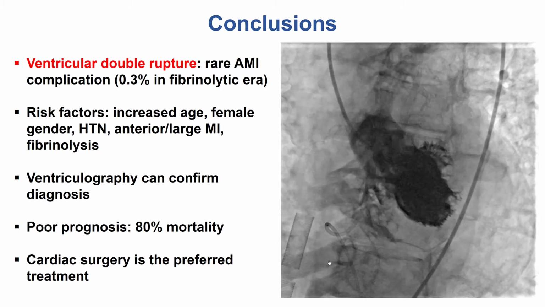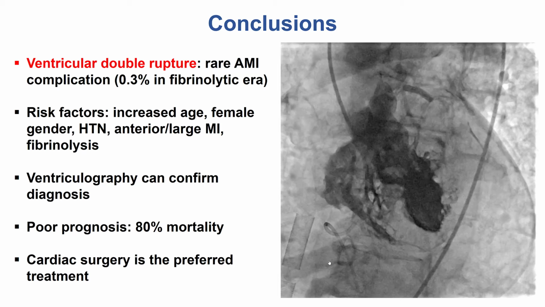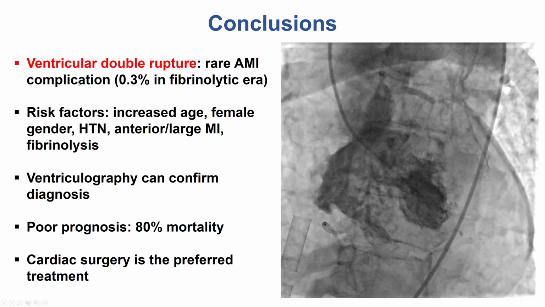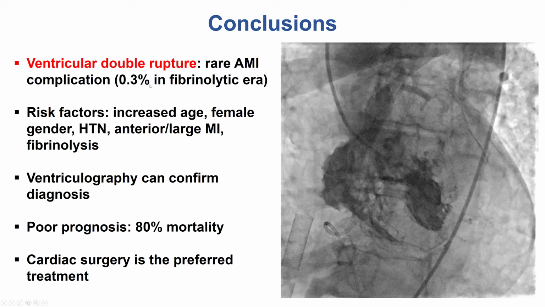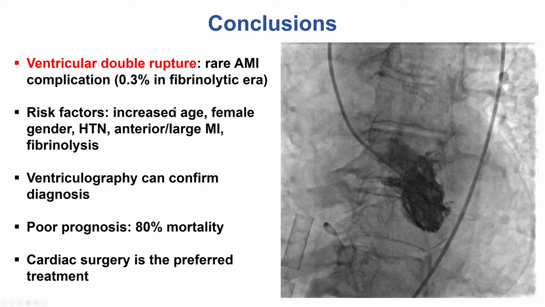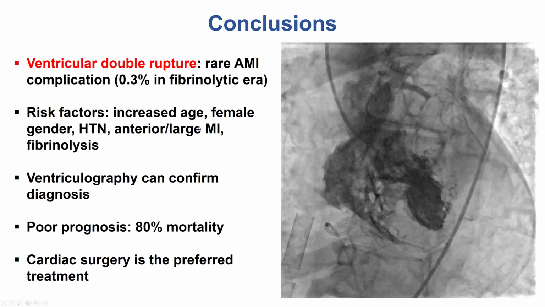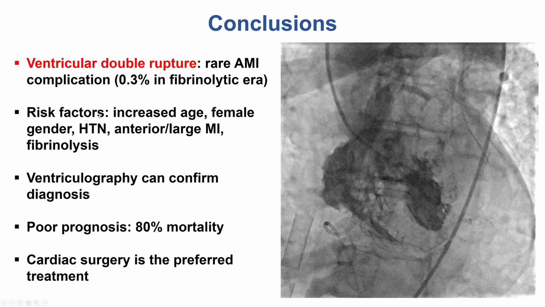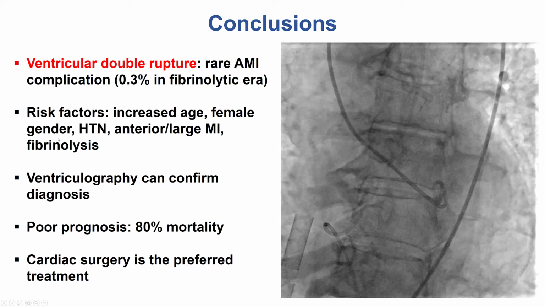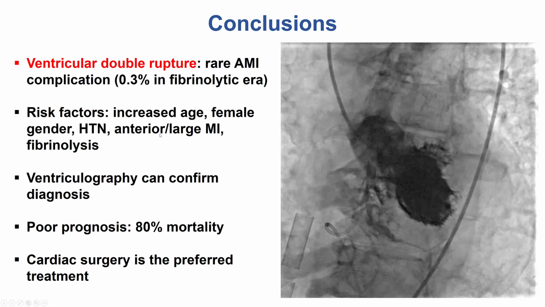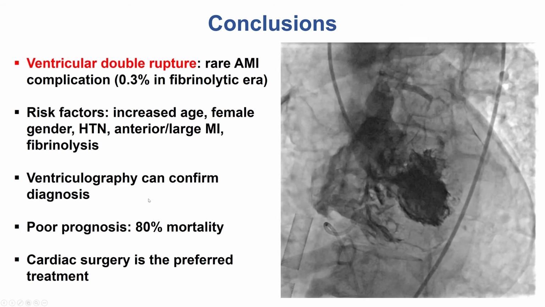So this is an example of a ventricular double rupture, which is a rare complication of myocardial infarction, less than 1%, 0.3% in the fibrinolytic era. Risk factors include increased age, female gender, hypertension, large myocardial infarction, and fibrinolysis. Our patient was a woman, was elderly, did have hypertension, and she did have a large anterior myocardial infarction.